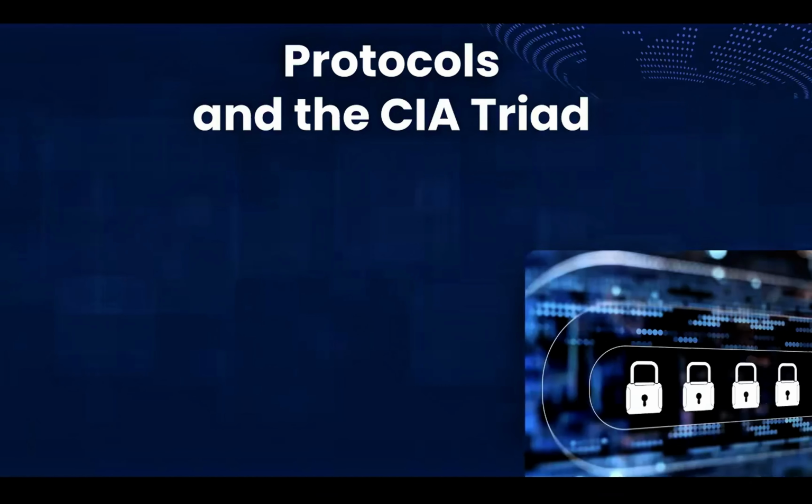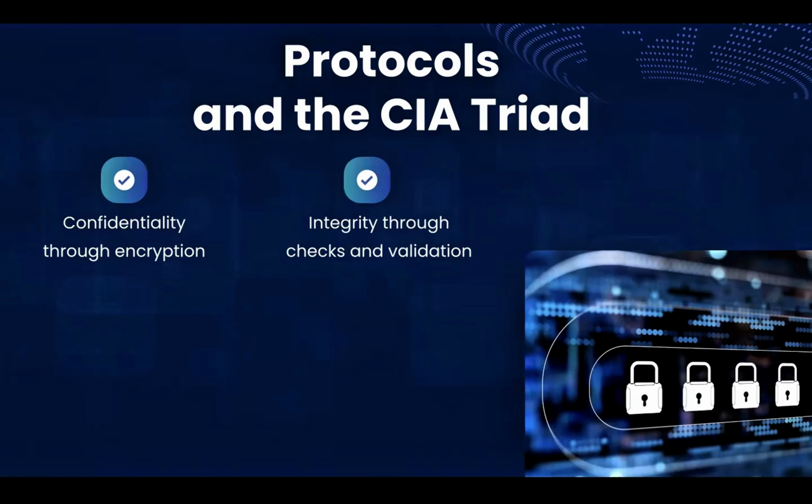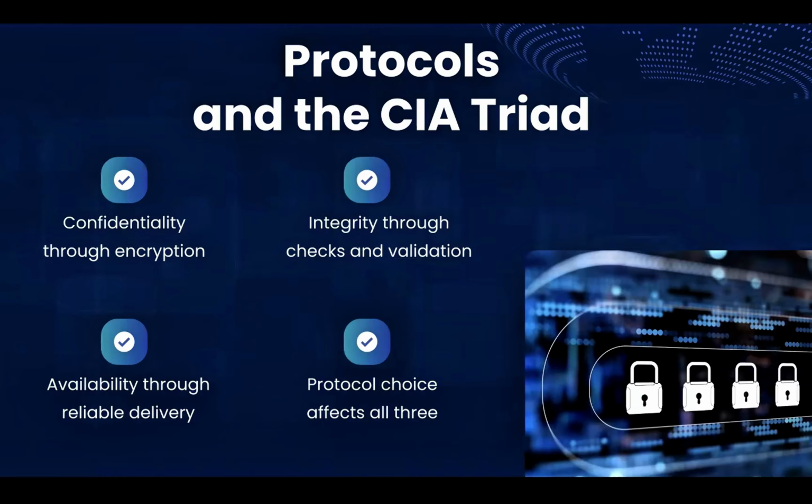Let's now consider protocols and the CIA triad. Protocol choice affects security goals. Confidentiality relies on encryption, integrity relies on checks and validation, availability relies on reliable delivery, and protocols influence all three pillars of cybersecurity.